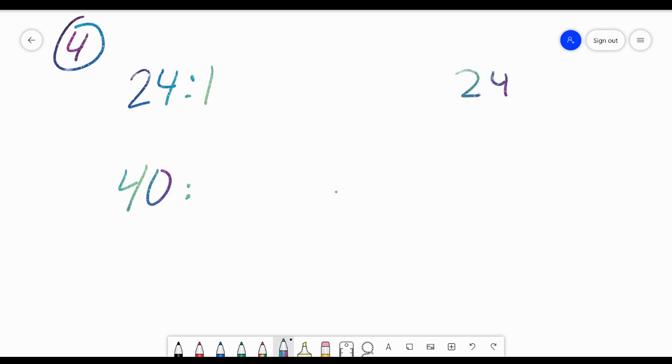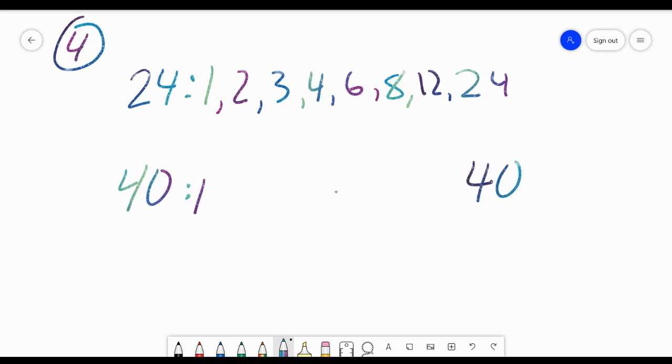So let's do the multiple or the factor way, for those of you that like the factor way. So 24 has lots of fun factors. You got 1 and 24, you got 12 and 2, you got 3 and 8, and you have 4 and 6. 4 times 6 is 24. And then 40, remember, was our big boy from before. So you actually could just look back at your notes and copy the factors that you had before for 40.